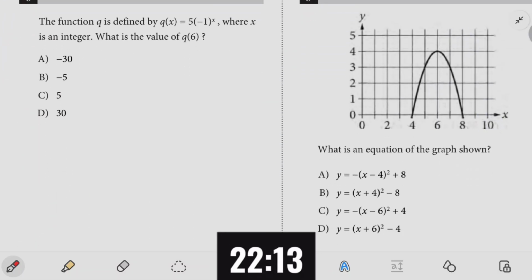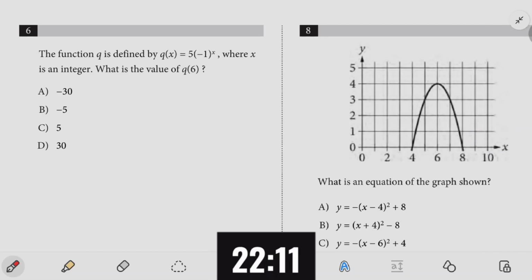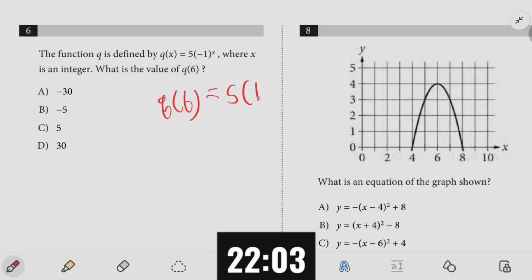Q is defined by that, where x is an integer. What is the value of q6? Okay, that's easy. Just plug in 6. 6 minus 1 is literally 1, so q6 is equal to 5 times 1, which is 5.